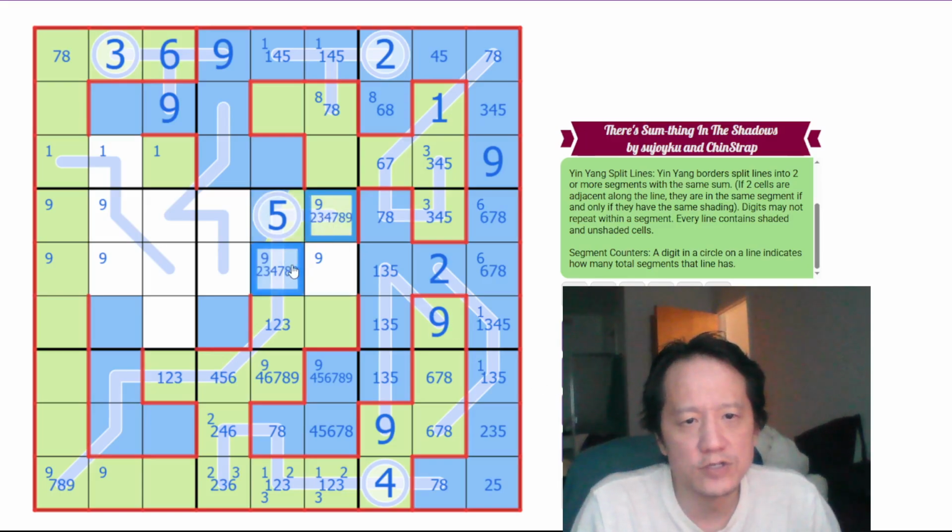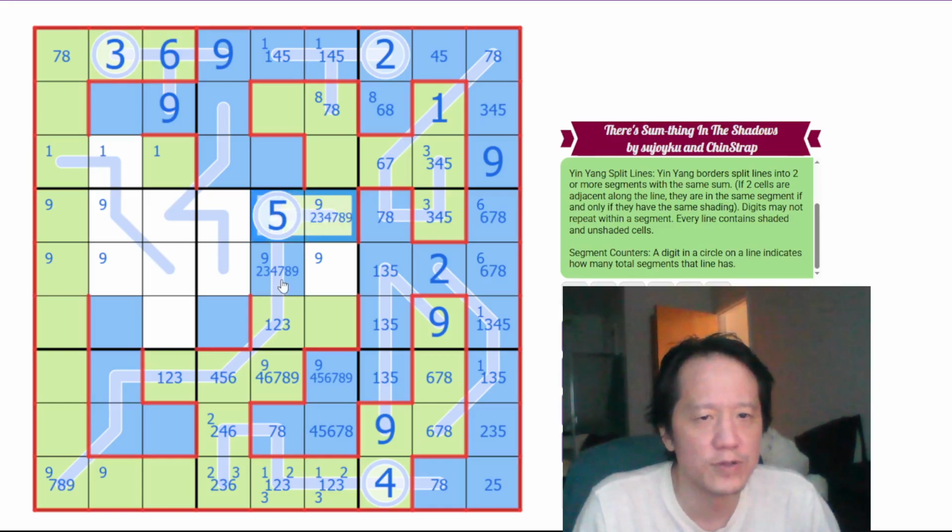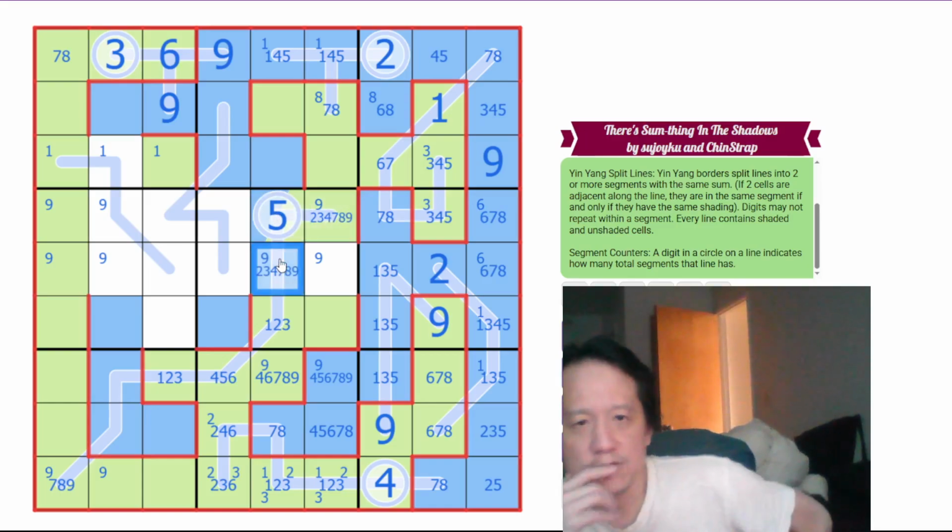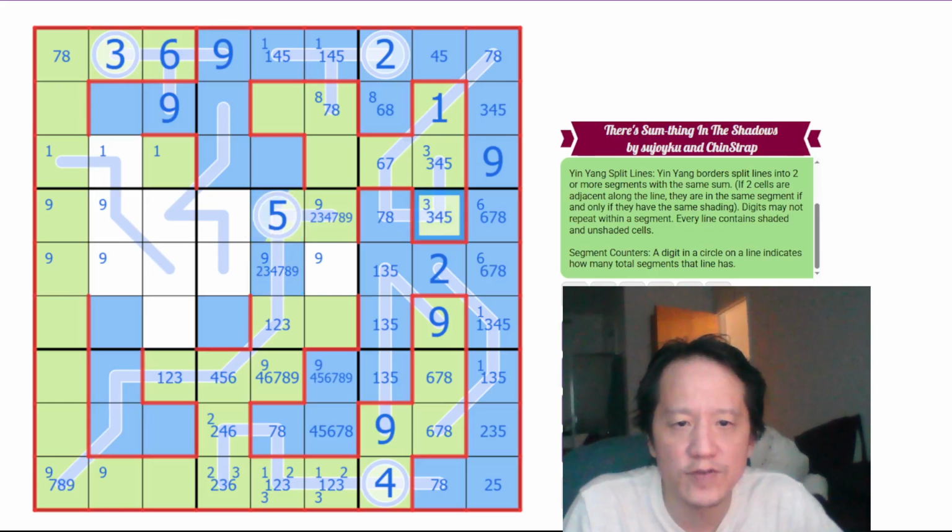So these two digits add up to each other, essentially. Either these two add up to this, or these two add up to this. This 5 eliminates 5 here.